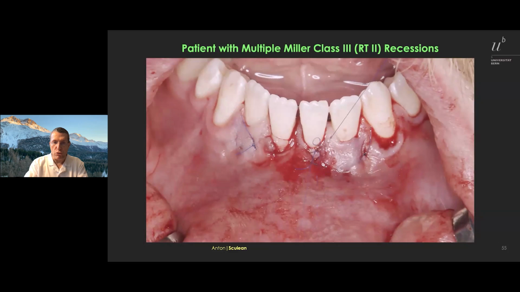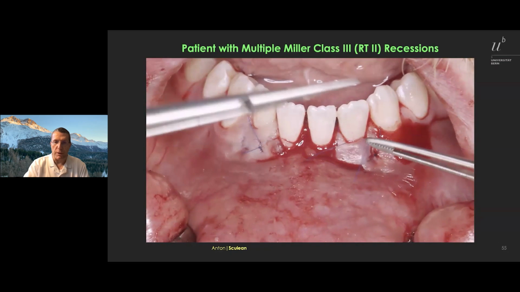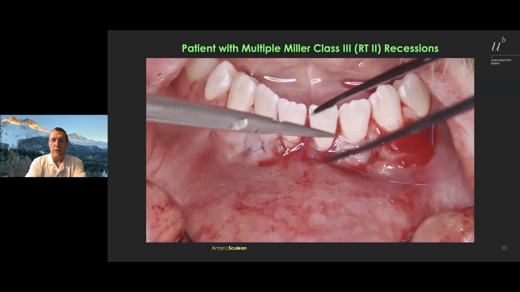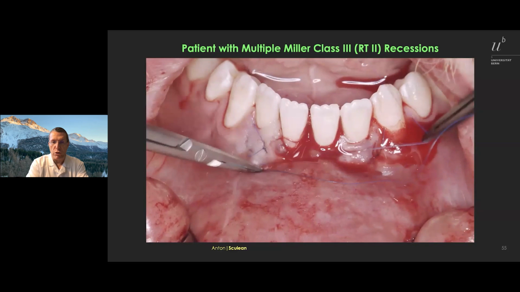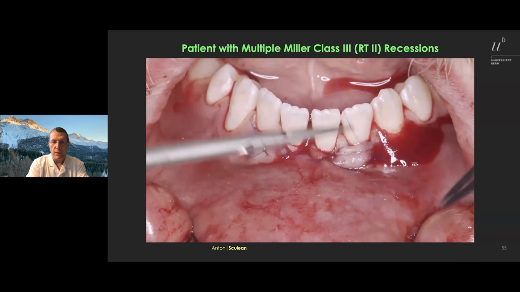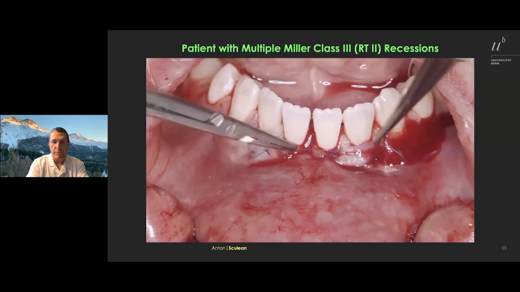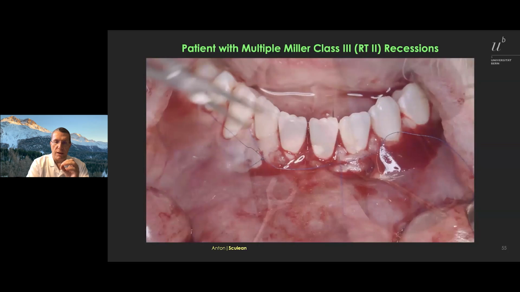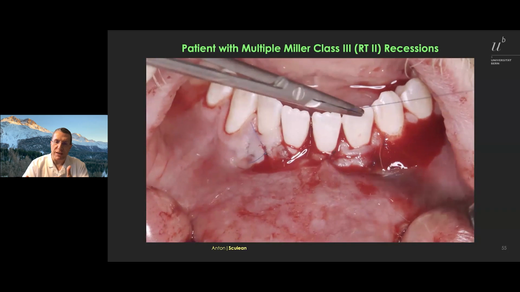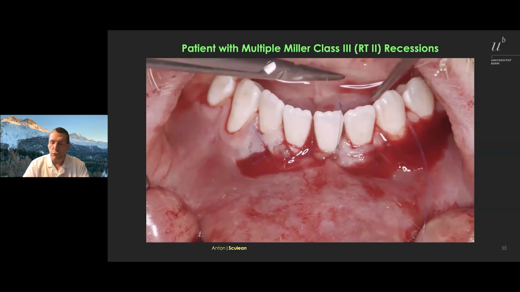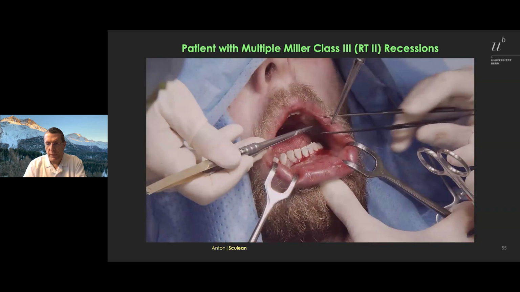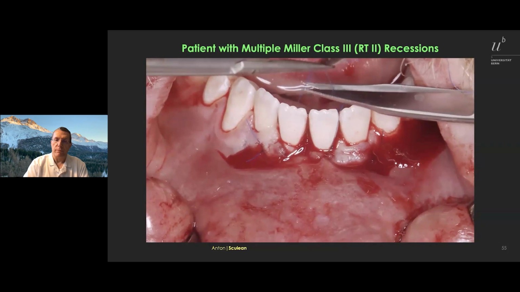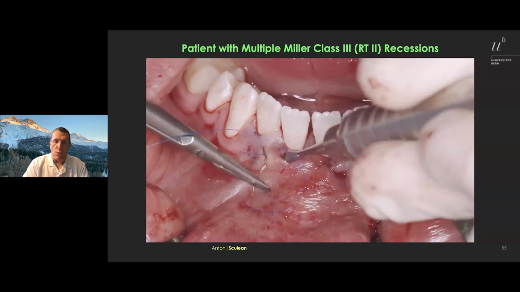a lateral closure combined with a coronal advancement. So I close the tunnel with the so-called double sling suture laterally. And this has also the advantage that I can use, in fact, also the frenulum as a kind of small flap to cover the graft and the recession.